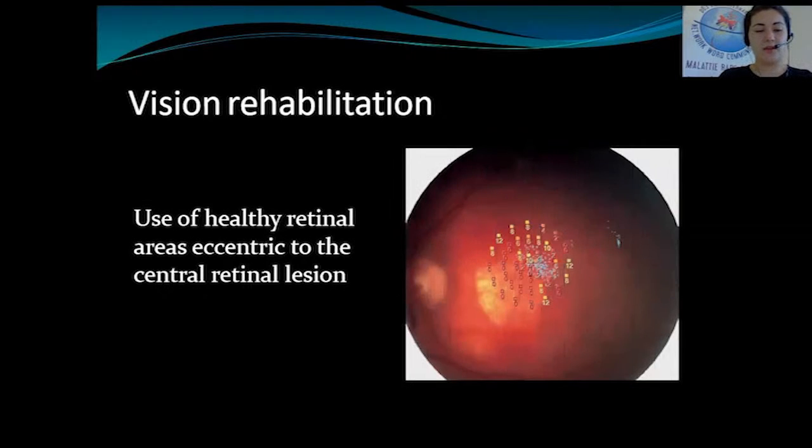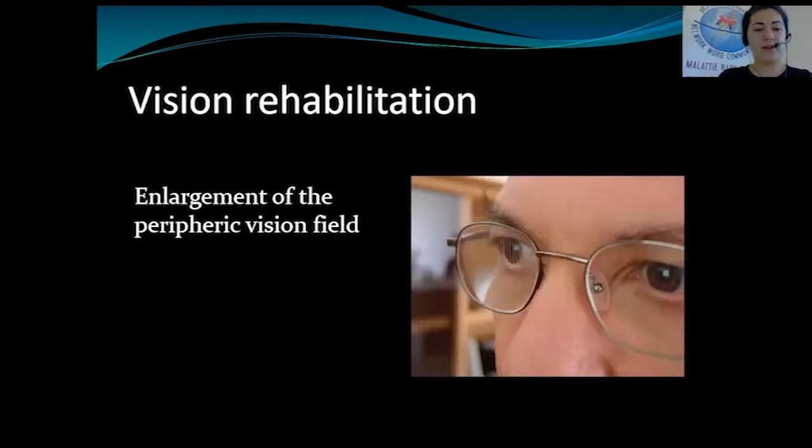In the macropathy, as you can see in this case, macropathy due to aging, the areas used are eccentric to the central retinal lesion in order to be transformed into the macro area or preferred retinal locus. There are peripheral forms of low vision where we try to enlarge the vision field, particularly through the use of prisms, and then through a series of neurovision rehabilitation, such as transcranial electric stimulation associated to neurovisual stimulus.